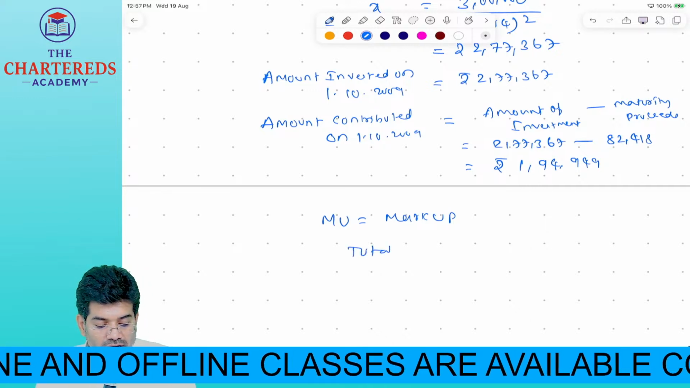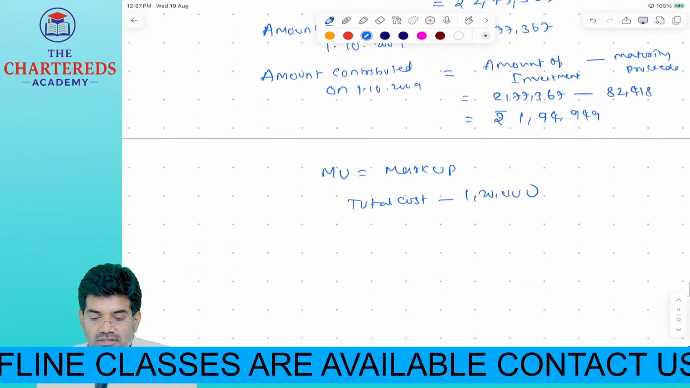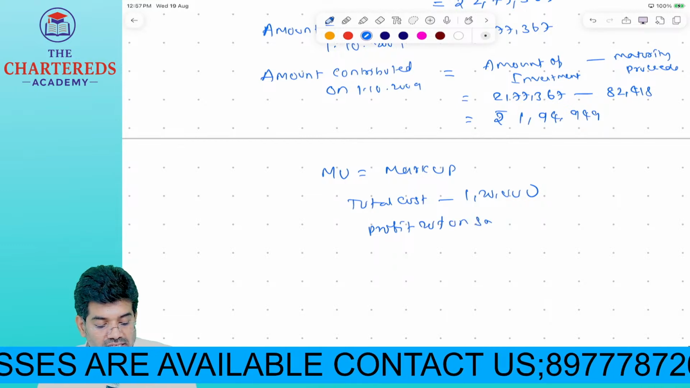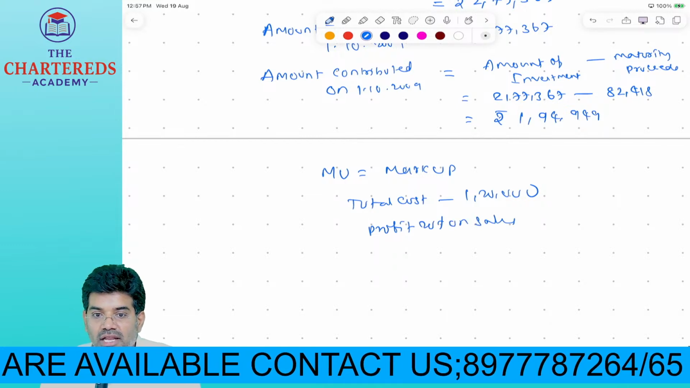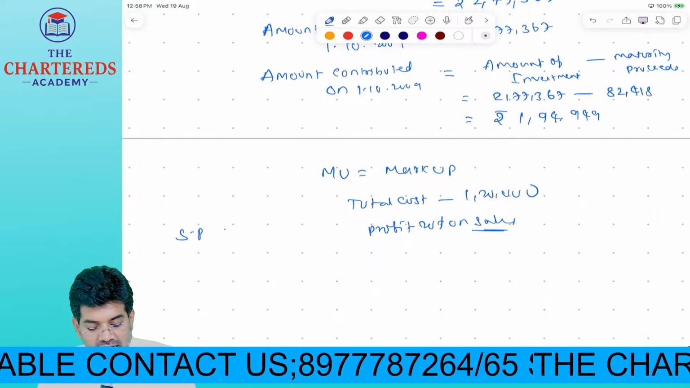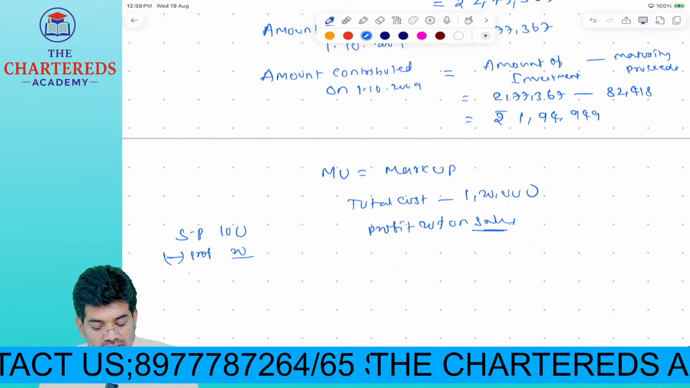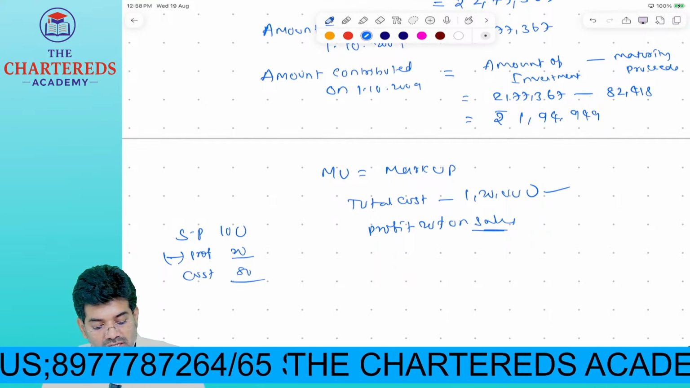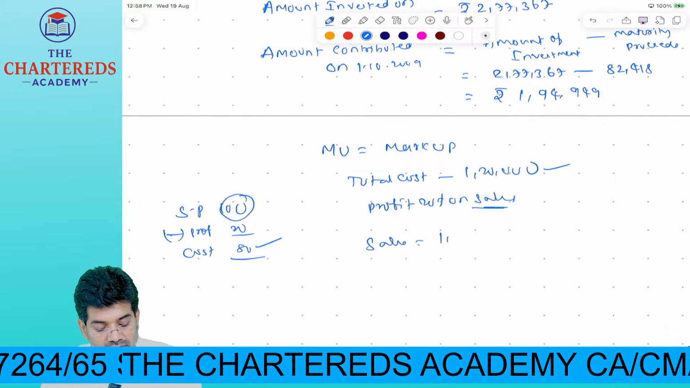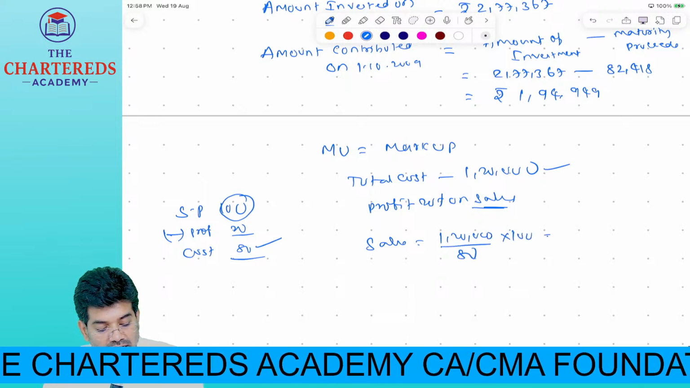For example, total cost is 1,20,000. Profit margin is 20% on sales. Because it is on sales, we assume selling price as 100. Then profit on that is 20, so what is the cost? 80. So this cost is equal to 80, so how much is your sales? Sales is equal to 1,20,000 divided by 80 into 100. We will get the answer. What is the answer?